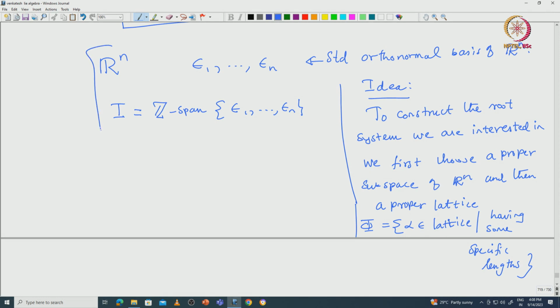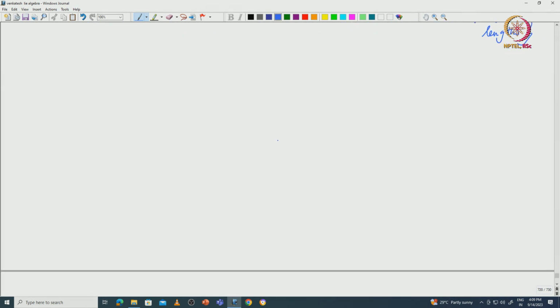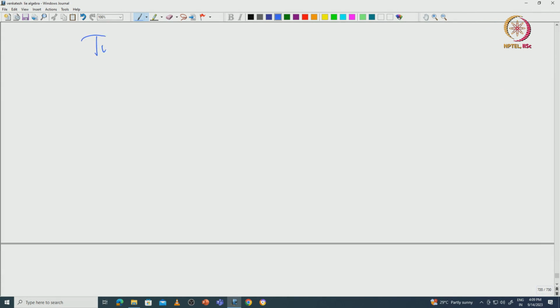This is where we are working generally. You have some Euclidean space, and you fix this epsilon i to be the standard orthonormal basis and I to be the Z span of the epsilon i, which is the standard lattice. Now, for example, how do you construct the type A root system? Type A, which we already did, so let us do it again, where L is greater than or equal to 1.